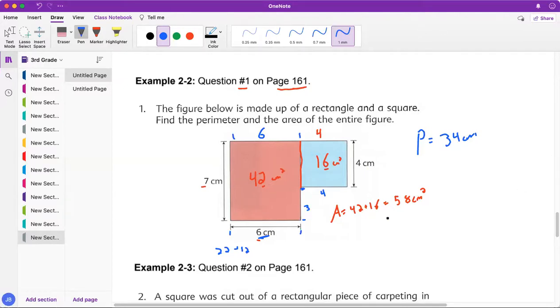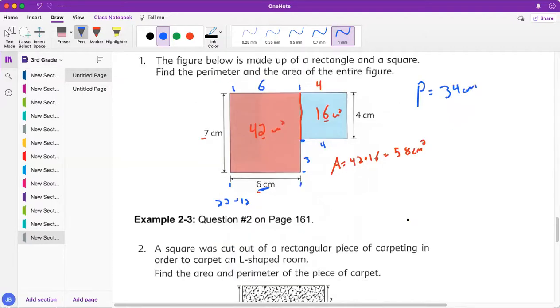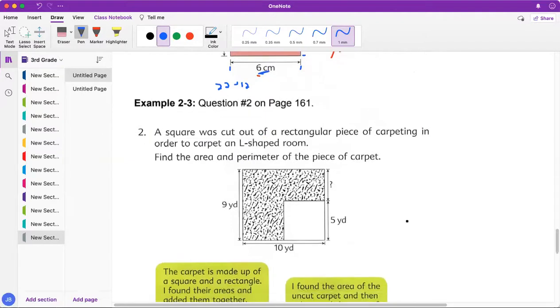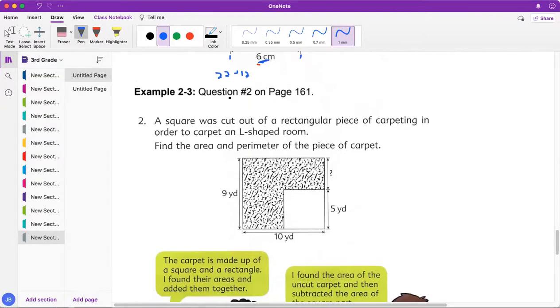Okay. Any questions on that one? Anything at all? All right. So now we'll look at question number two, and this is on page 161. It says that a square was cut out of a rectangular piece of carpeting in order to carpet an L-shaped room. So we're going to find the area and perimeter of this carpet.